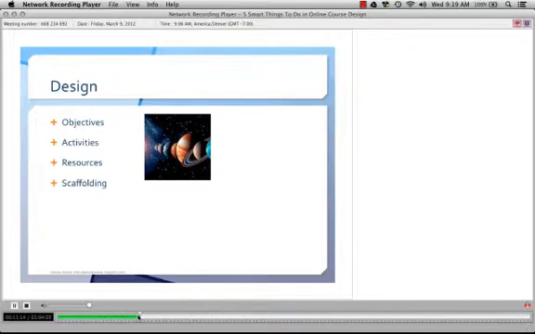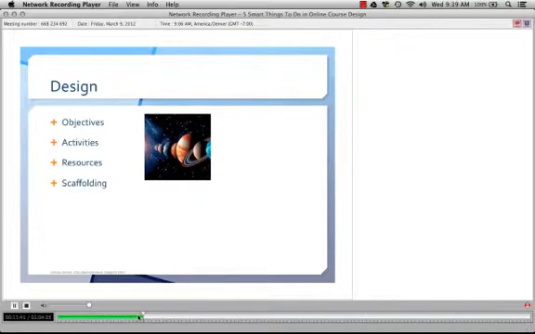A colleague of mine here, George Jekyll, has spent a lot of time trying to put together a very simple explanatory model that works well for our environment here, which is a university institution, faculty support center. He focuses a lot on objectives, activities, resources, and scaffolding.